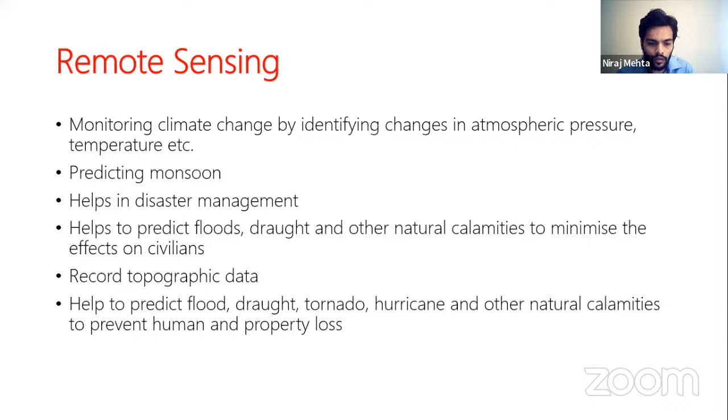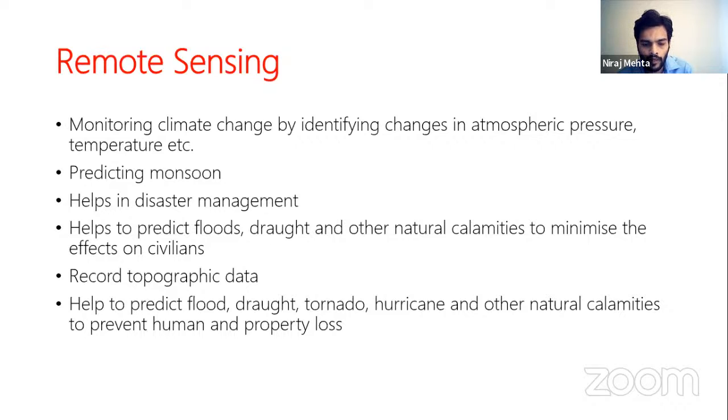Then they would record topography data, and also they would help to predict flood, as I already mentioned, tornado, hurricane, and other natural calamities to prevent human and property loss. So as we see, if there is a flood or hurricane detected by the Indian Meteorological Department in the Bay of Bengal.